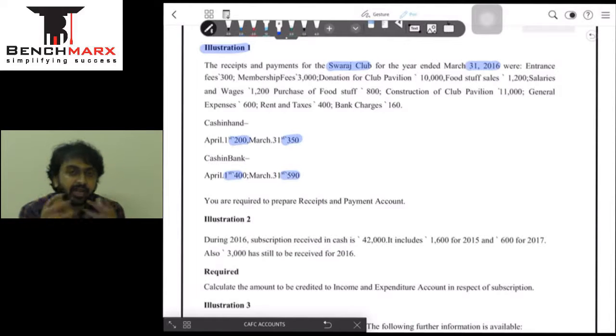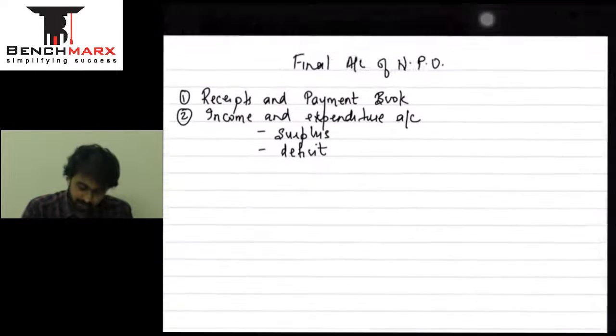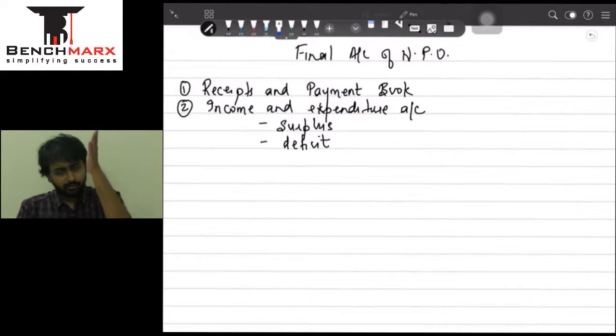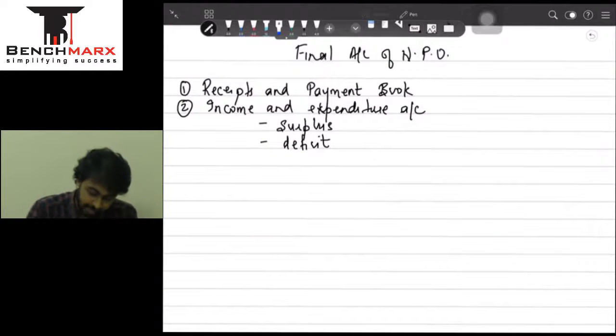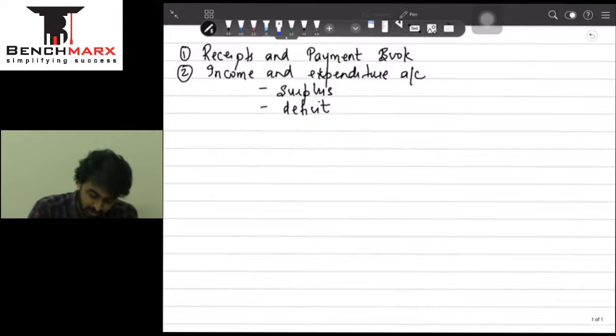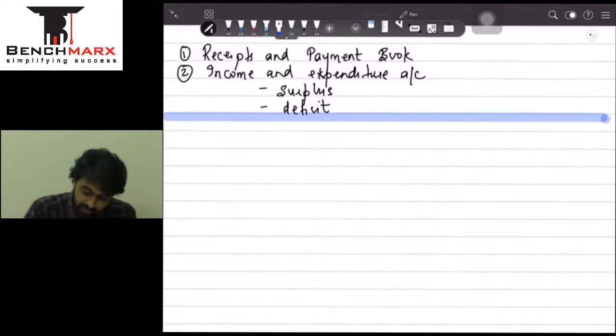So any kind of cash inflow, add to receipts. Any kind of cash outflow, add to payments, and then find the closing balance, which is given. So the account should tally. What we'll do is simply prepare a receipts and payments account. It is exactly like a cash book, one column receipts and one column payments, and obviously it will start from opening and closing balances. So let us draw a straight line from here.